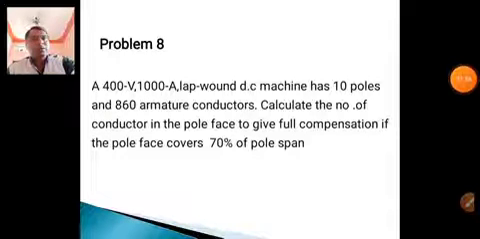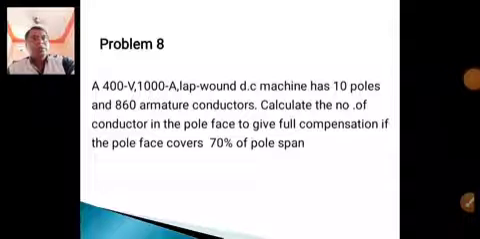Another problem: a 400 volts, 1000 amps lap wound DC machine has 10 poles and 860 conductors. Calculate the number of conductors per pole. Calculate the number of conductors per pole for compensation, if the pole face covers 70% of the pole span. So here it is another different problem.